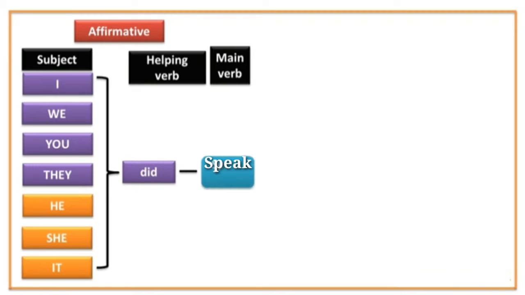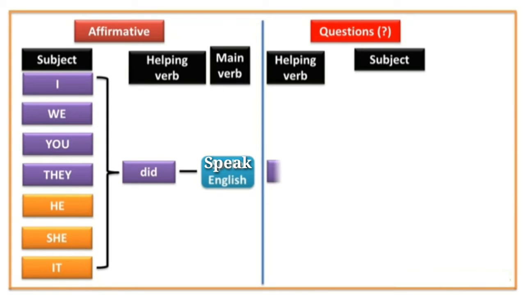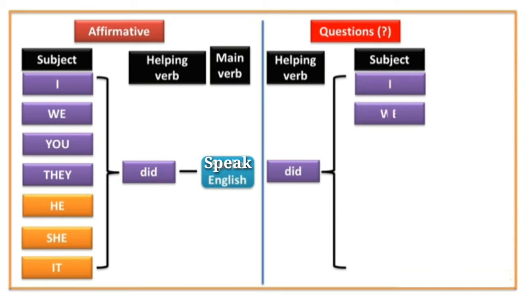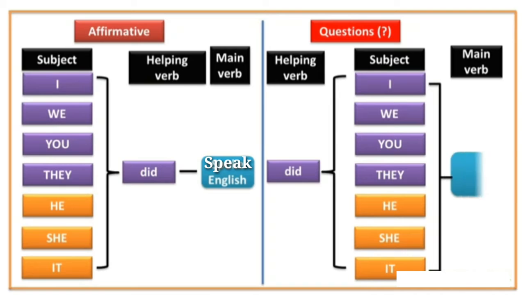In a past simple statement, we always put the subject before the verb. But in a question, we put the helping verb did before the subject and the main verb after the subject. After using did, we always change verb 2 to verb 1. We never use verb 2 with did. Look at the following example.